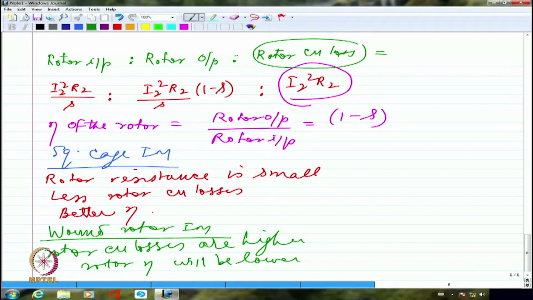Mechanical? Right. Even the input depends upon R2. I agree. But out of I2 square R2 by S, how much I am dissipating as the copper loss determines how much is coming as the output. So if I dissipate more and more, obviously I will have only less and less left over, right? After removing the heat loss, exactly. So if the heat loss is larger, I will remove more. So what is left over is less.